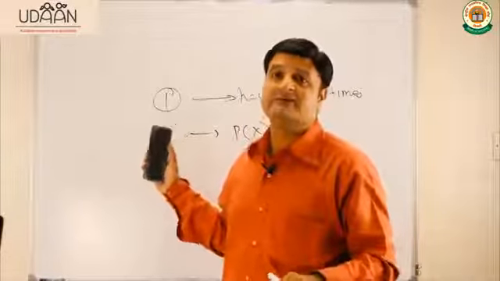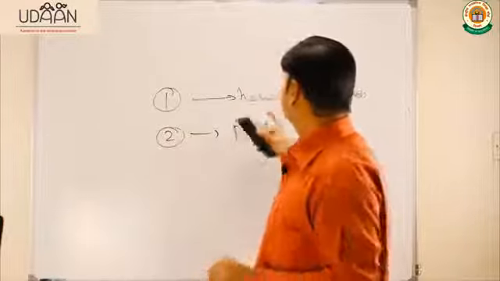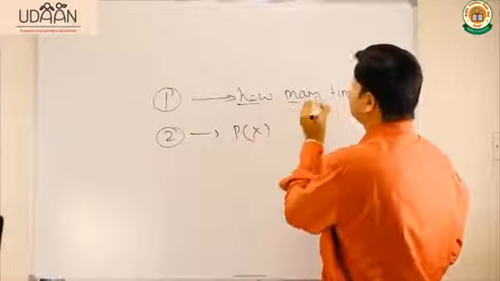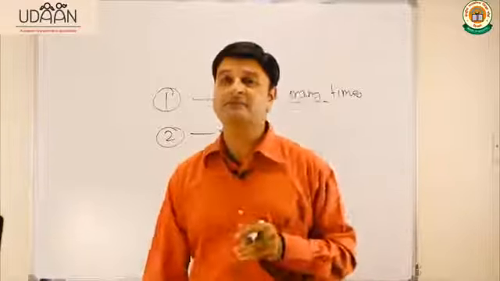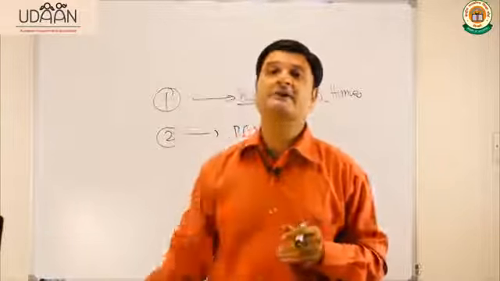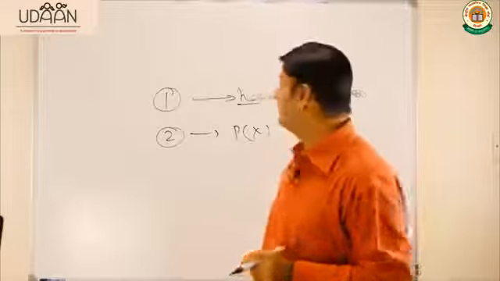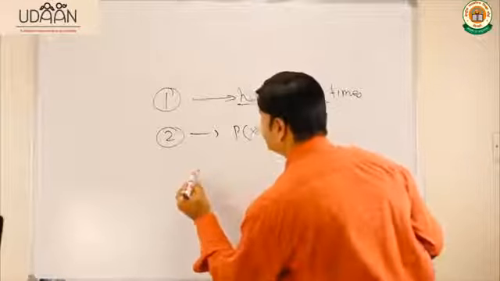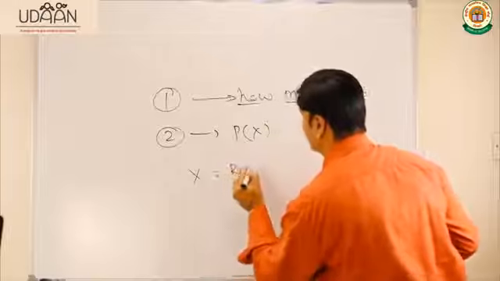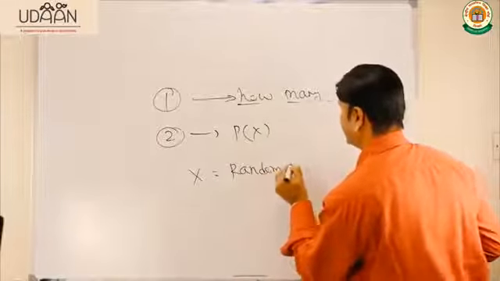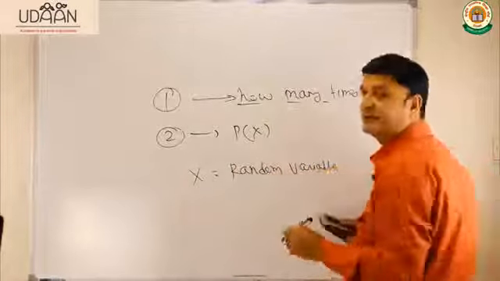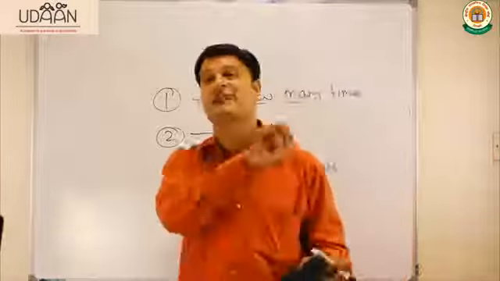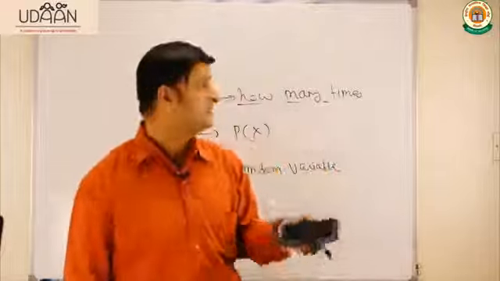Let's understand with the help of a sum. Here, suppose some event can occur one time, two times, or it might occur three times, then all these possible counts are denoted by a variable. The name of this variable is random variable, and it is denoted by capital X.